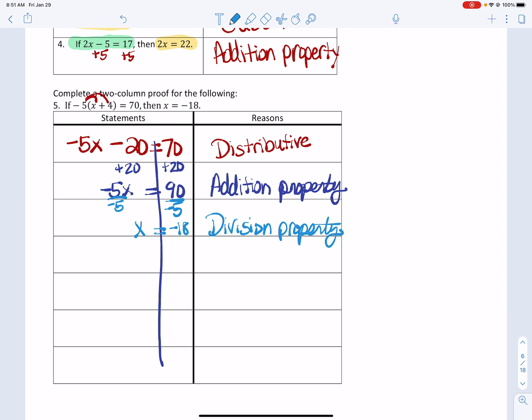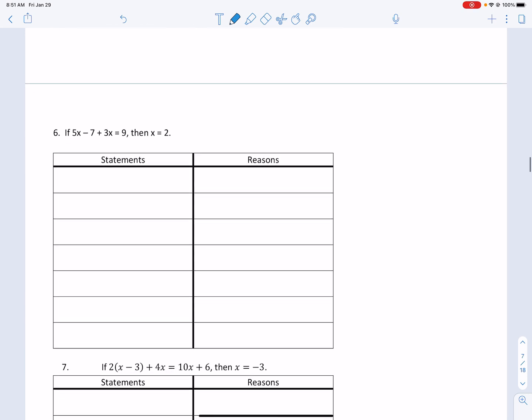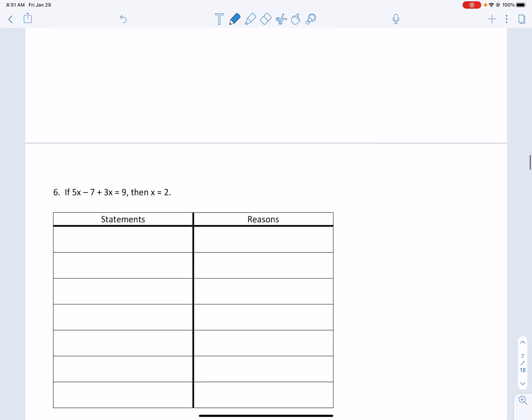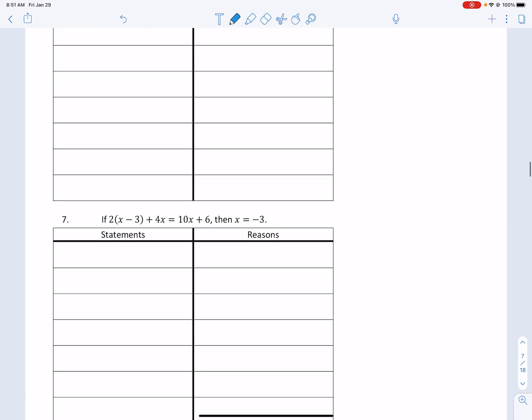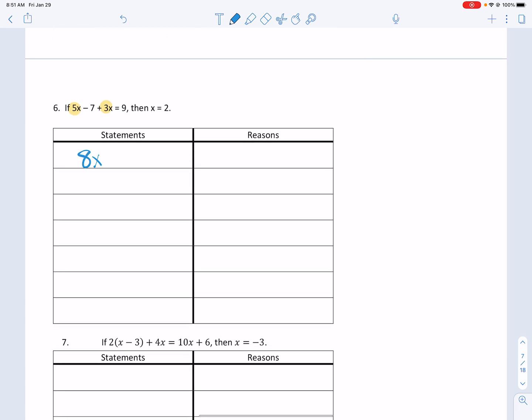Yes? So those are my steps. Okay, and I just proved that it equals a negative 18. Okay, so I would like you to try, well, actually, we'll do number 6 together. And then I'll have you pause it and try number 7. Okay, so on number 6, this is the reason why we're kind of doing this. So if I look at this, these are on the same side. So I'm going to combine them. I'm going to combine like terms. And so I would have 8x minus 7 equals 9. And if you want to put the line down the middle to remind yourself that you're adding.